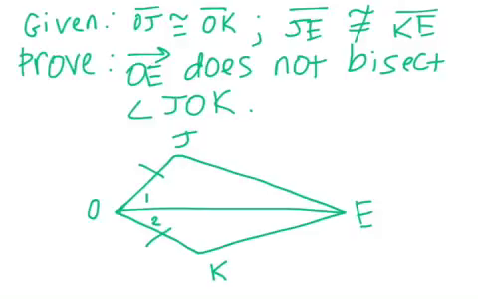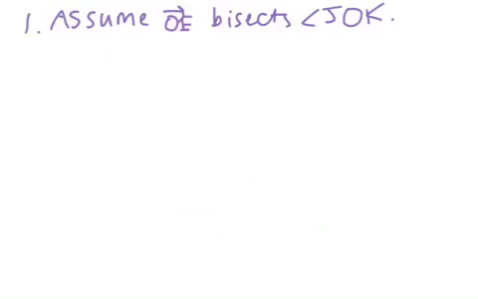So our first step would be to assume temporarily the negation of what we have to prove. We have to prove that ray OE does not bisect angle JOK. So the negation of that would be that ray OE does bisect angle JOK. So we have to assume that ray OE bisects angle JOK.